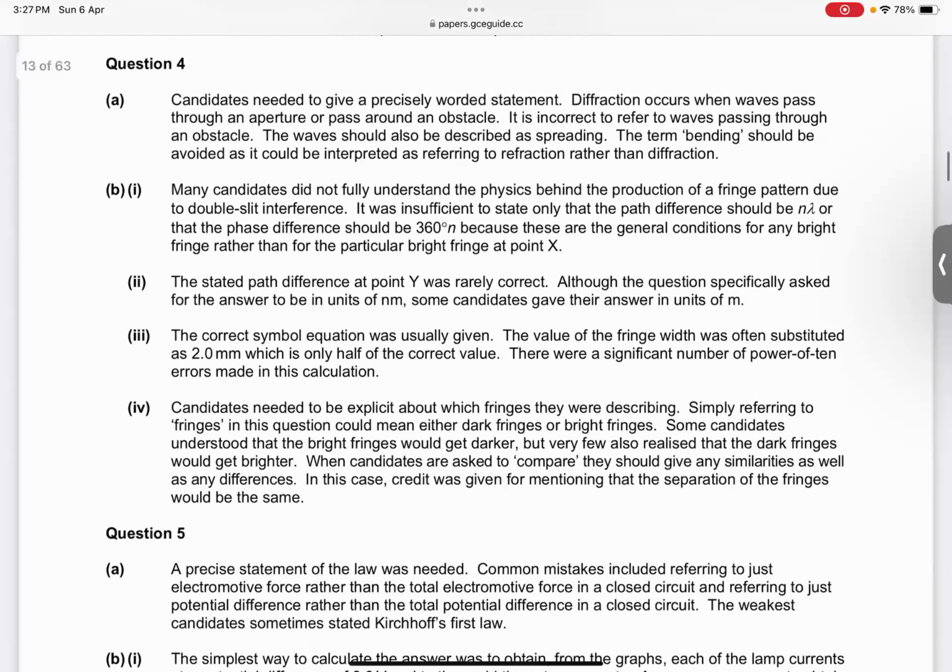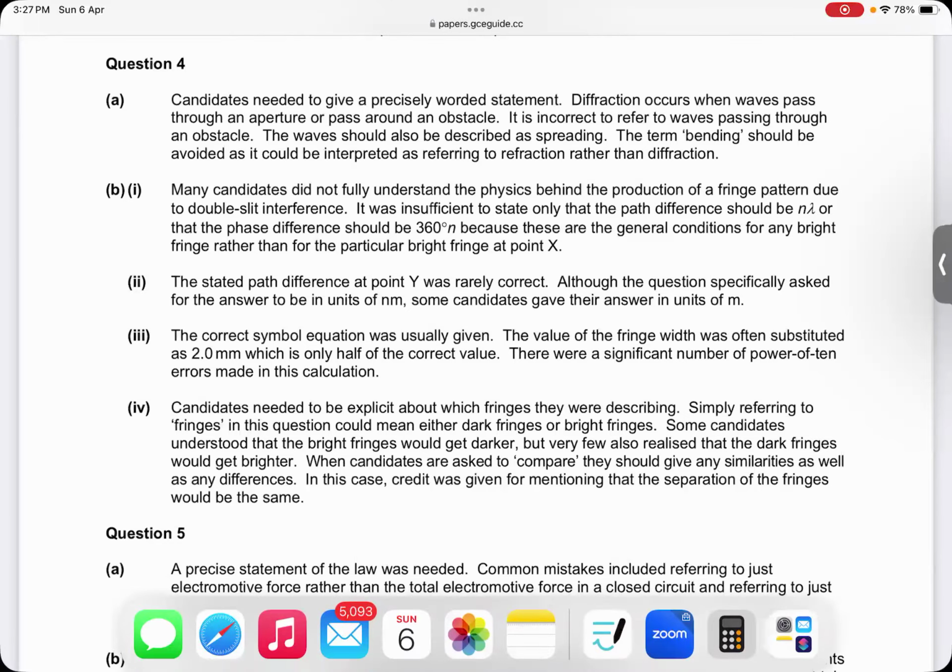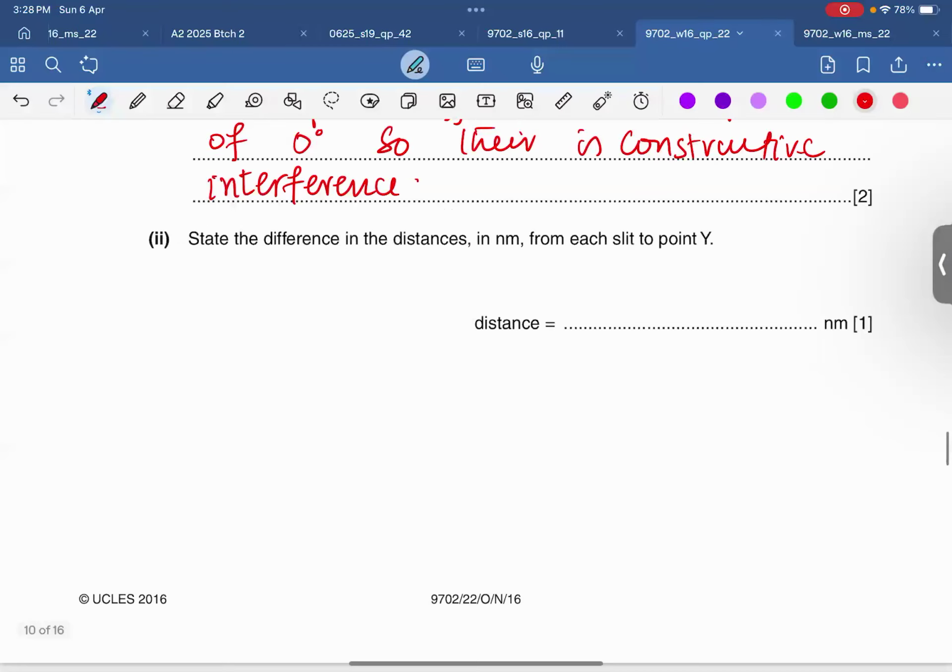The second one was that many candidates did not fully understand the physics behind the production of the fringe pattern due to the double slit interference. It was insufficient to state only that the path difference is n lambda, or that the phase difference is 360n, because this is a general condition for any bright fringe rather than the particular condition. Clear? This is what I told you guys. Okay, fine. Let's move on.